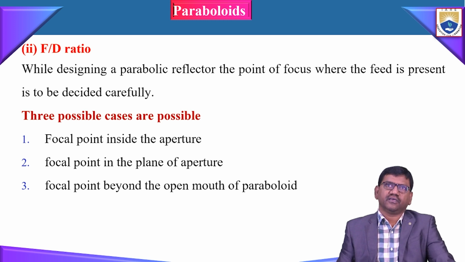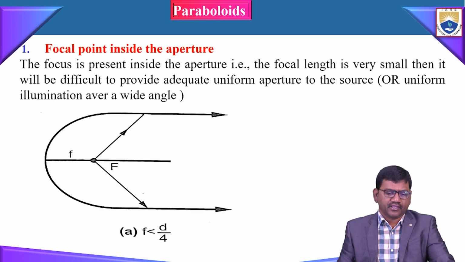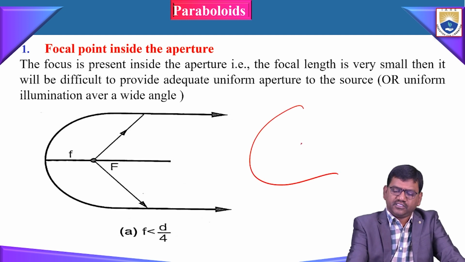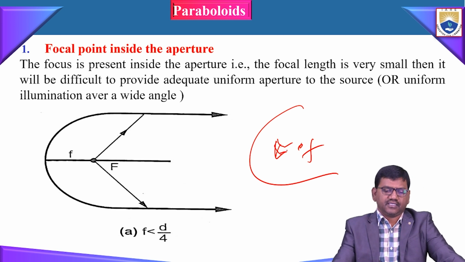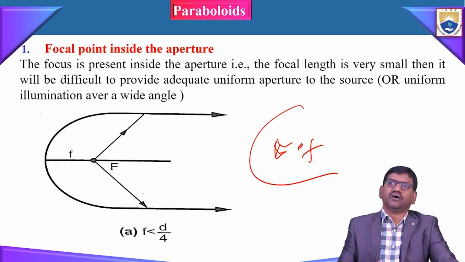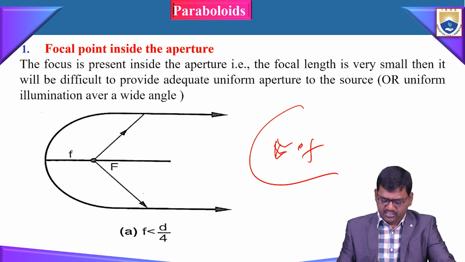It depends upon three possible cases: the focal point inside the aperture, on the plane of the aperture, and beyond the open mouth of the aperture. Let us see these three cases. If we place the horn antenna inside the focal point, suppose this is the parabola and this is the focal point, a non-uniform illumination is produced by the parabolic reflector antenna. A uniform illumination is not possible when we place the primary antenna inside the focal point.